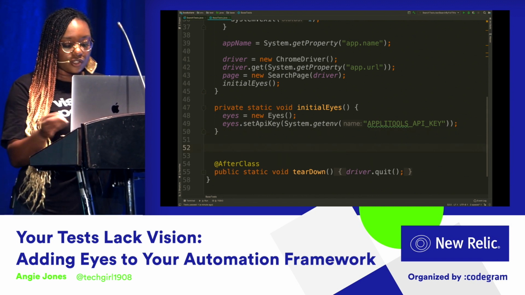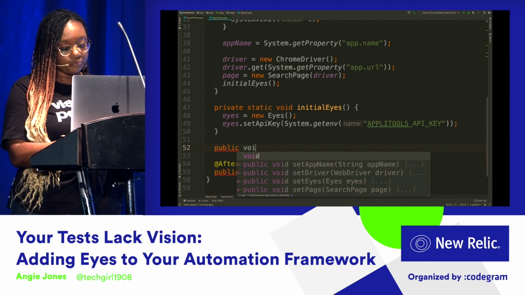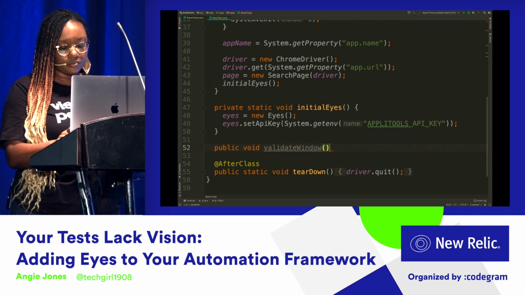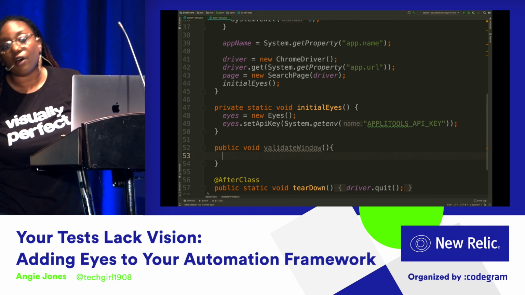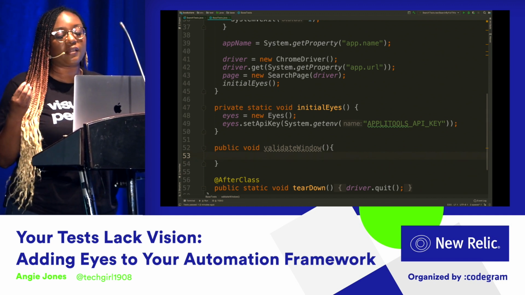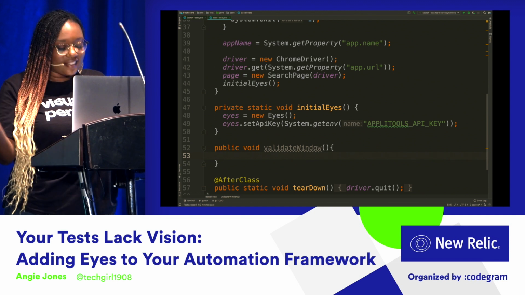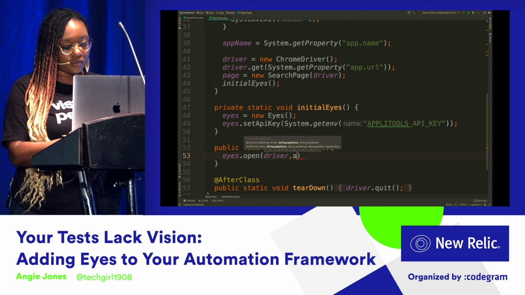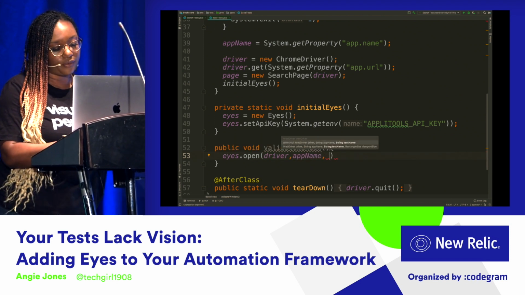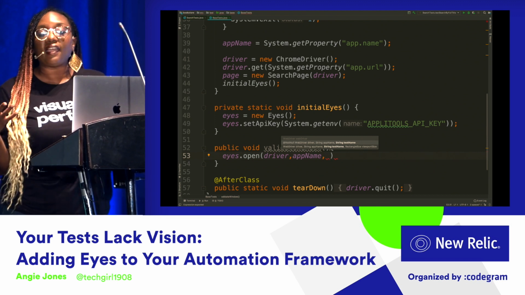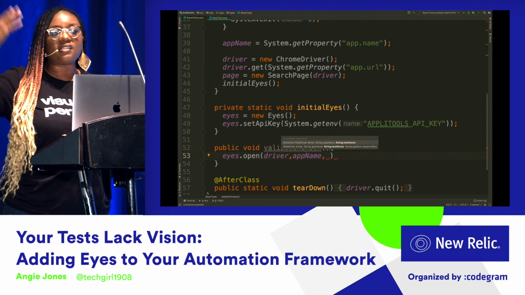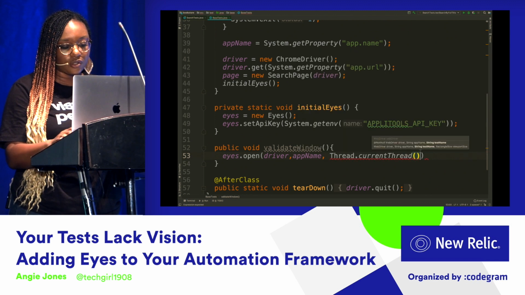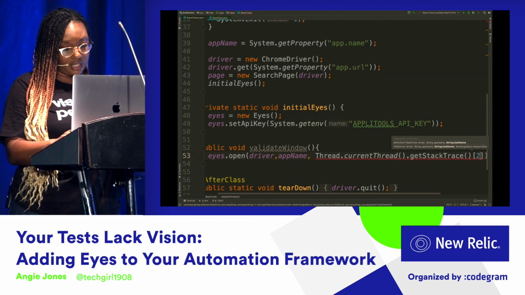Now, for the actual assertion, let me make another method here. And we'll just call this maybe like validate window. And so the first call that you make is to tell the API to open your eyes. So you say eyes.open. And this takes the Selenium WebDriver, takes the name of your application, which I've already stored in a variable, and then the name of the test itself. So since I put this at a higher level, I don't know what the test name is going to be, so I'm going to cheat a little bit and just use the thread to get whoever called me, just use their name.